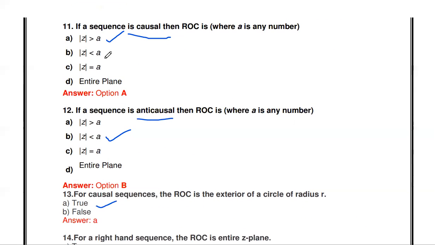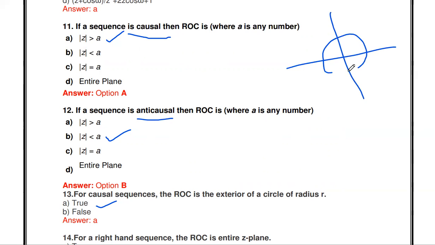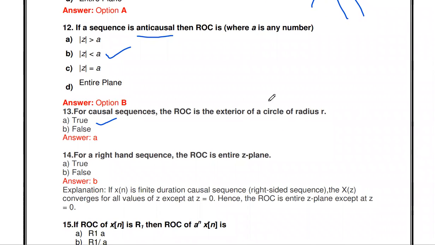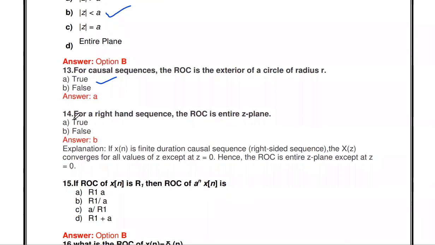Okay. So this 11th question is asking differently. Here the ROC is modulus of Z greater than A. So what does modulus of Z greater than A mean? We have to draw a circle of radius A, and the portion outside this circle is called modulus of Z greater than A. So that's why for a causal sequence, the ROC is the exterior part of the circle having radius R. It's true.